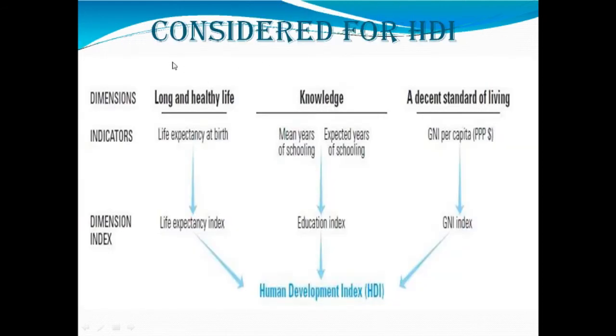Now let's discuss what we consider for HDI. Here dimensions are given: long and healthy life, knowledge, a decent standard of living, and indicators are life expectancy at birth, mean years of schooling, and expected years of schooling. This is GNI, per capita income, gross national income, and these are dimension index. This is life expectancy index, education index, and GNI index. All these things are considered to measure human development index.